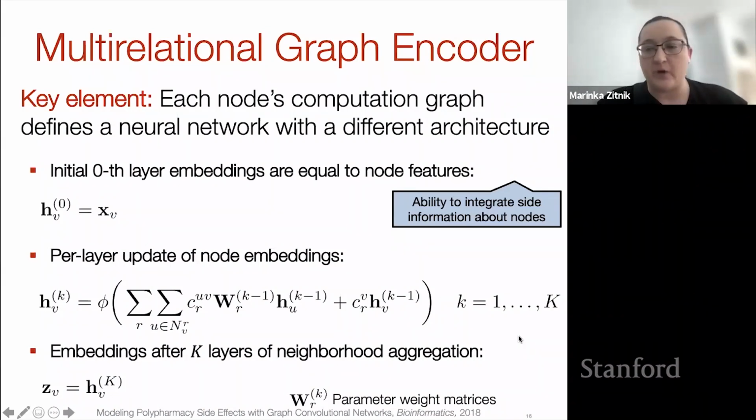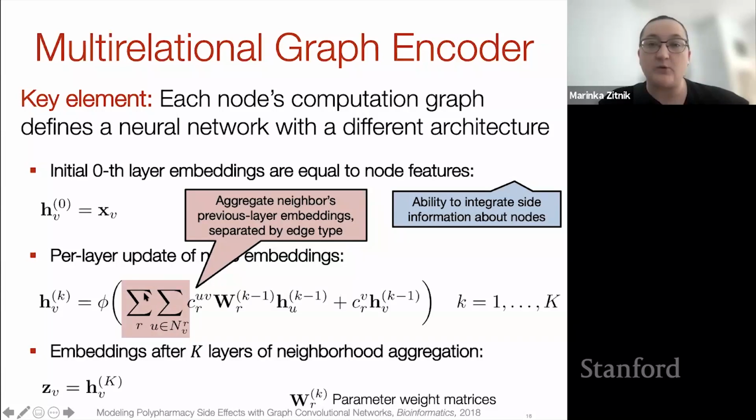Then at each layer of the GNN, the embedding for node V was updated based on this particular equation, which looked at all possible edge types that node V was involved in. For each neighbor U of node V in that particular edge type, the method took the embedding of that node U from the previous layer, K-1. It combined that embedding with a trainable weight matrix that was specific for the edge type we are currently looking at. That aggregated result was then combined with the embedding for node V from the previous layer and non-linearly transformed to get an updated embedding for node V at layer K.